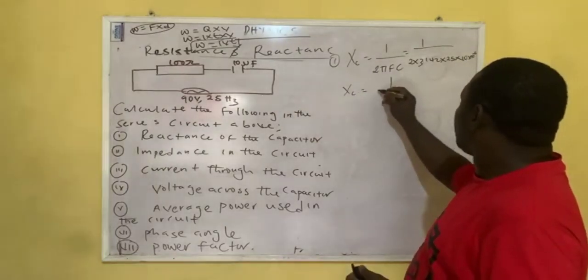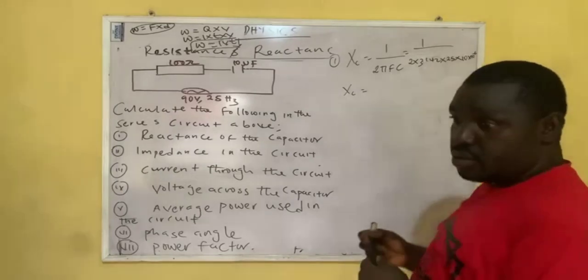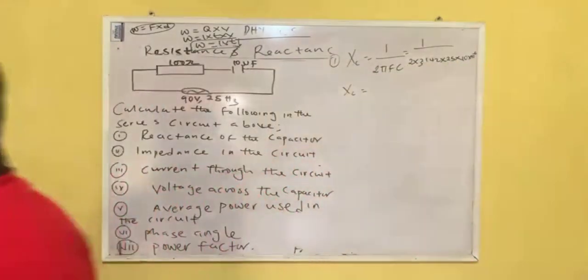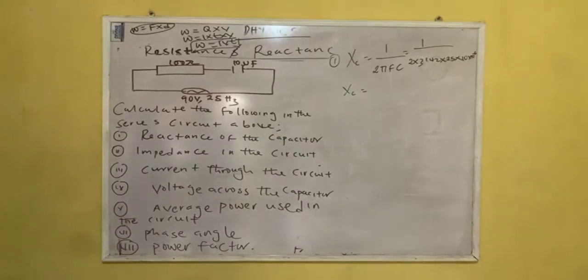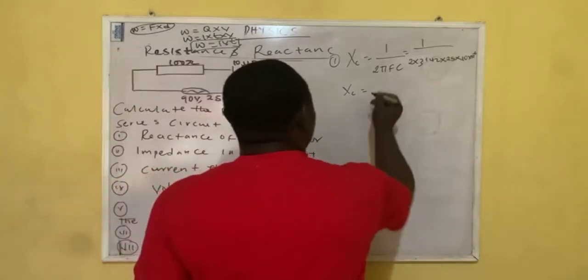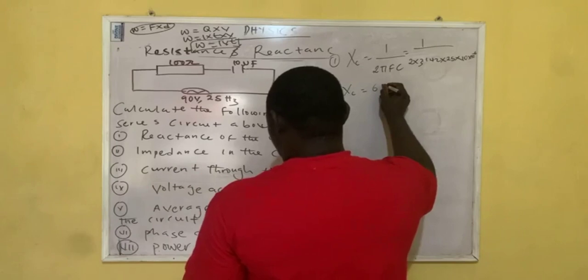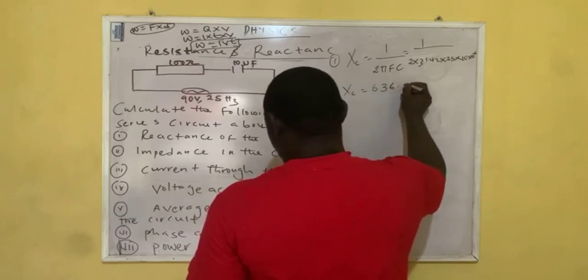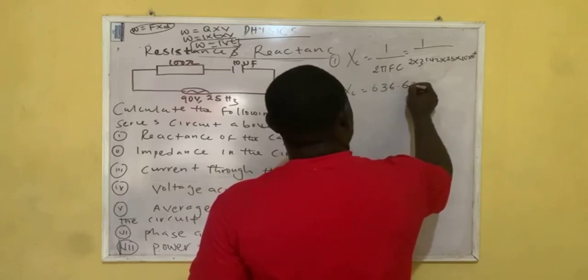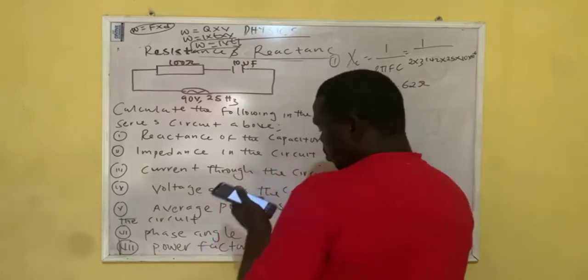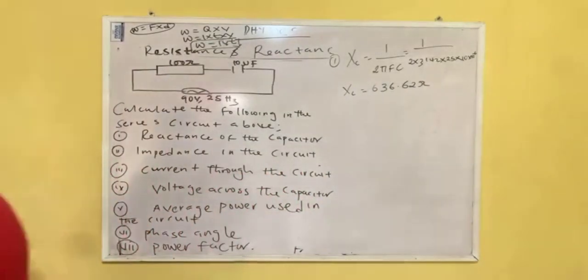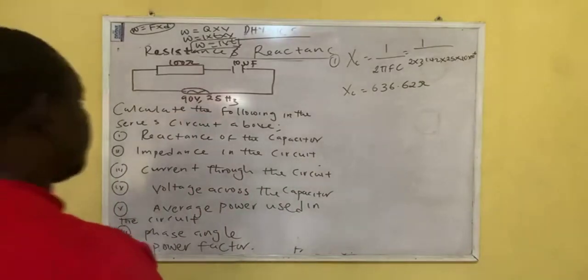Please, if you are following, let's get a calculator and put the answer there. Okay, I need the answer for this. Multiply very well. You are going to have 6.3 and 62 ohms as you multiply it. So multiply that correctly.